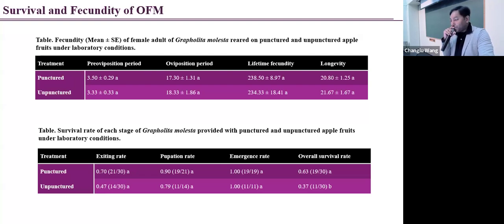So when we puncture the fruit, they can easily go through it and it increases their survival rate. Though every other parameter is the same, overall survival rate is higher on punctured fruit compared to the unpunctured one.